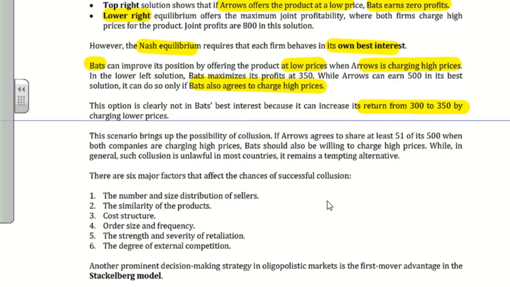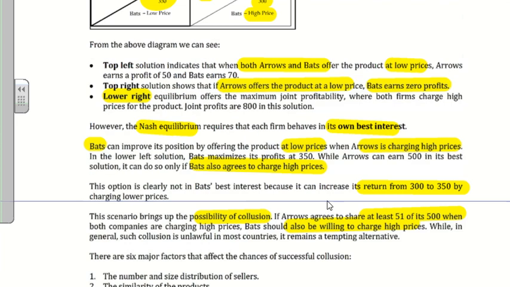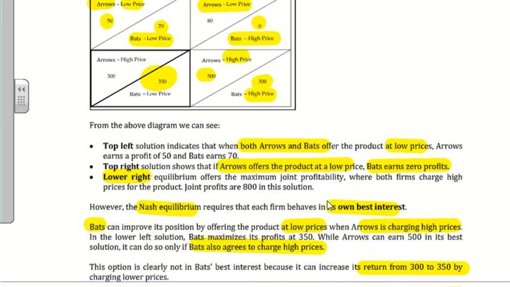Okay, so the best thing to do, it sounds a little bit anti-competitive, but the best thing to do is to collude with one another. Bats agrees to share 51% of its 500, when both of them are charging very high prices. Bats should be willing to charge high prices, because where they make their most profits altogether is where they both charge high prices. That's the bottom right over here. Arrows makes 500, Bats makes 300. In total, they make 800. That's a lot of profit.